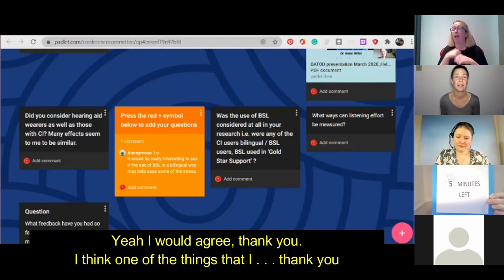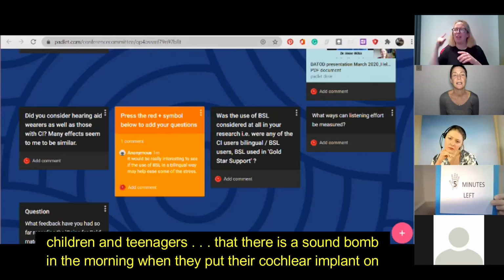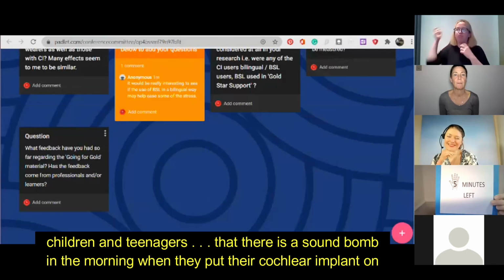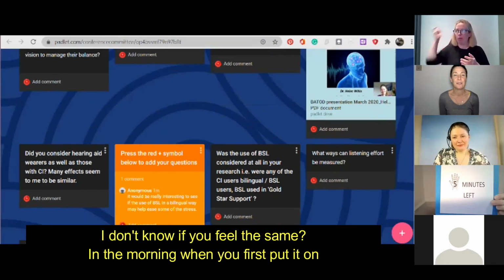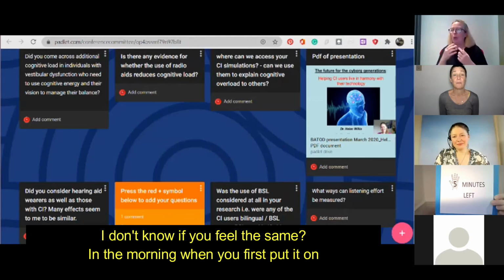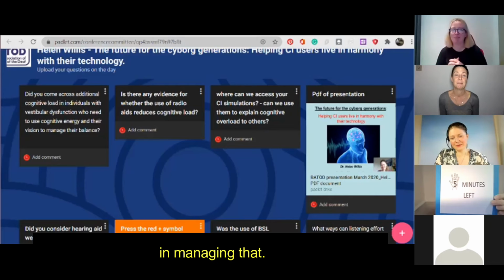Yes, I would agree. Thank you. One of the things that I've noticed with cochlear implant users, children and teenagers especially, is that there's a sort of sound bomb in the morning when they put their cochlear implant on. I don't know if you feel the same. When you first put it on in the morning, you get this almost explosion, and the Going for Gold strategy has been really useful in managing that.